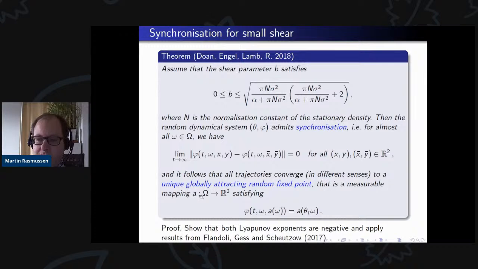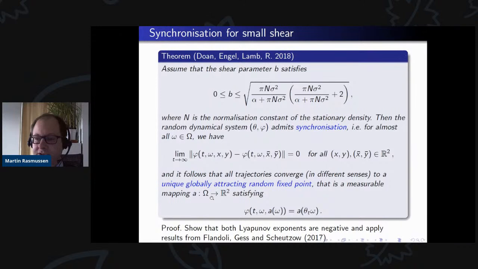It's an invariant object in the sense that if you start in this A of omega in the omega fiber and you move T forward, then you stay at this random fixed point, but you get the fixed point evaluated at theta T omega. And of course, if you have a random perturbation, in particular an additive noise perturbation, you can never expect that anything stays fixed and constant. But here, as a mapping on this omega space, you have an object which stays fixed.